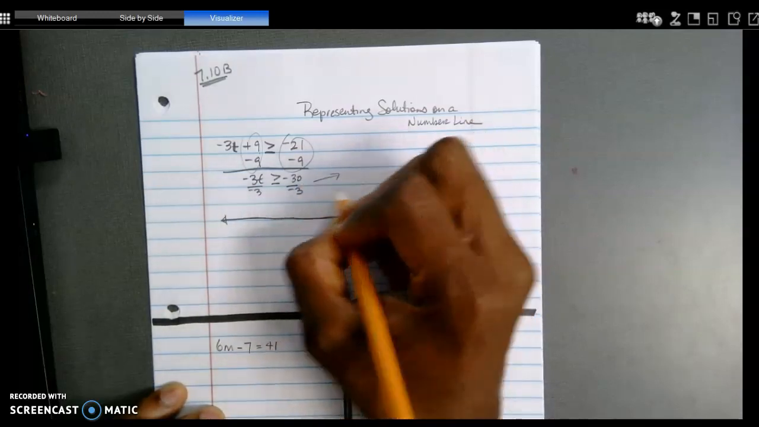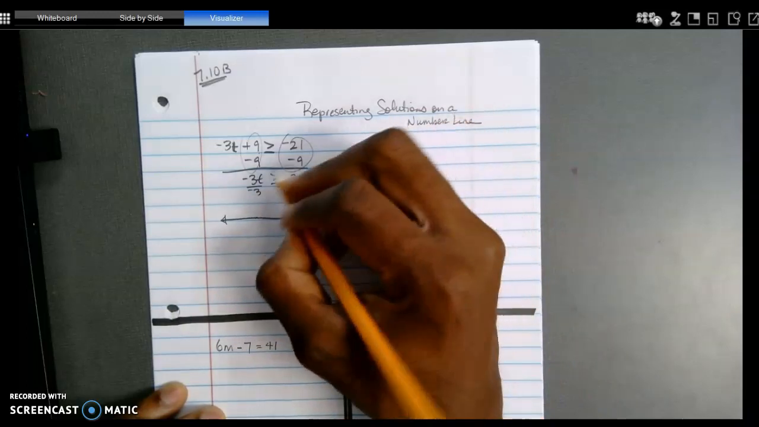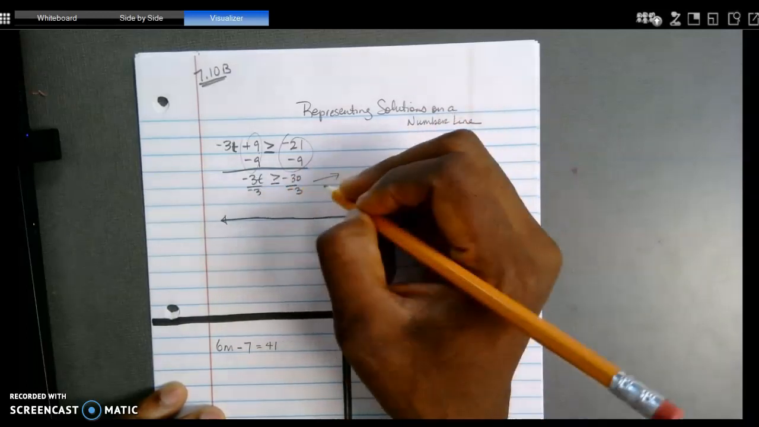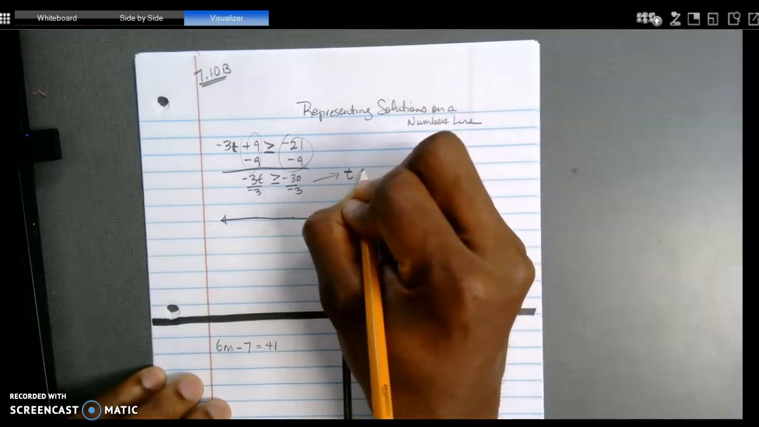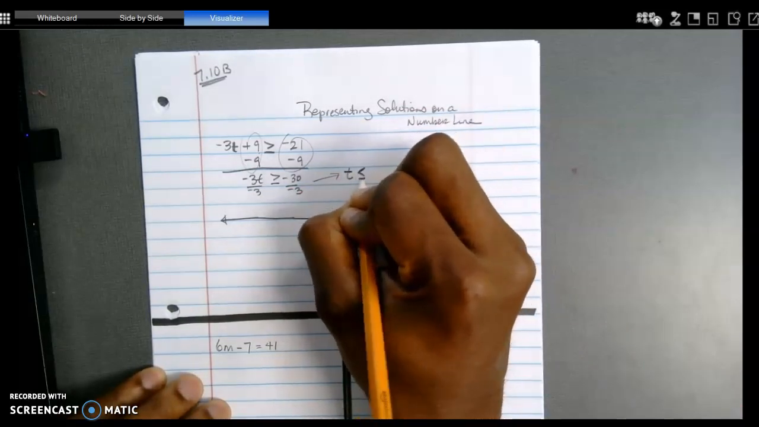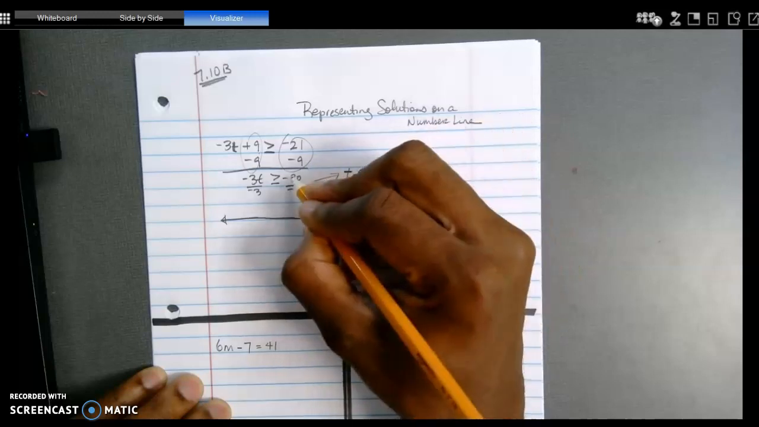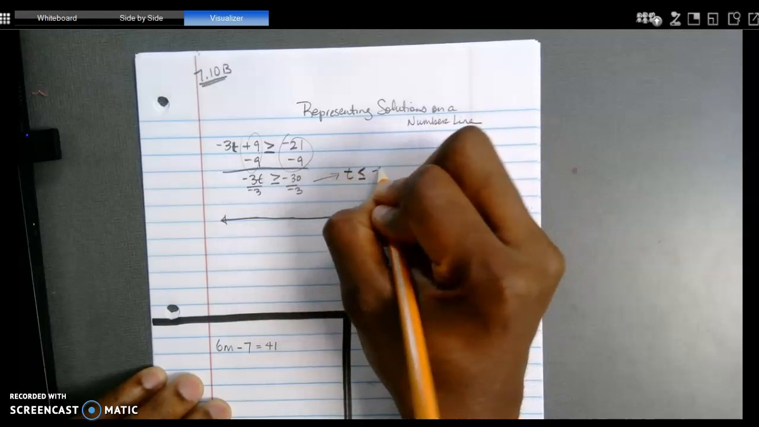I'm going to take my work over here so I won't run into my number line. -3 divided by -3 becomes +1, so that is now t. I'm going to flip my sign: less than or equal to -30 divided by -3, which would be -10.